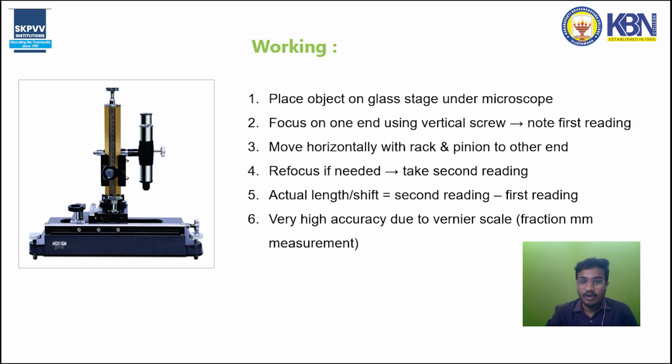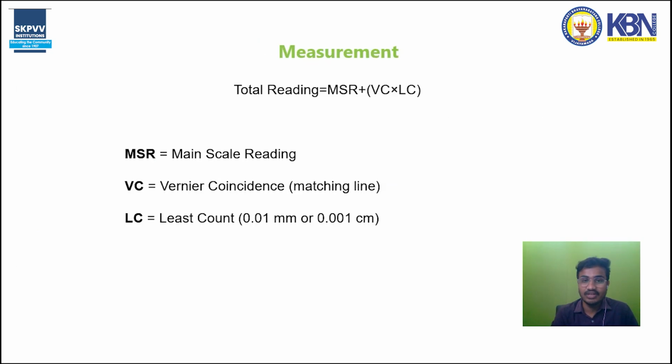After taking all these readings, we substitute them in the formula: total reading is given by main scale reading plus vernier coincidence times the least count. Here MSR stands for main scale reading, then the vernier coincidence, and then the least count. The least count of the traveling microscope is around 0.01 millimeter or 0.001 centimeter. It depends on the number of lines on the vernier scale.